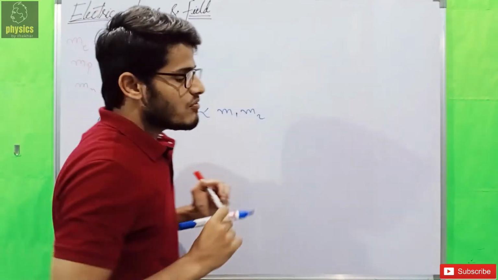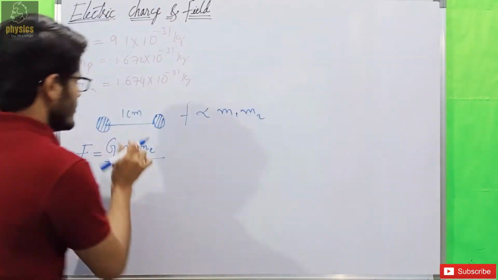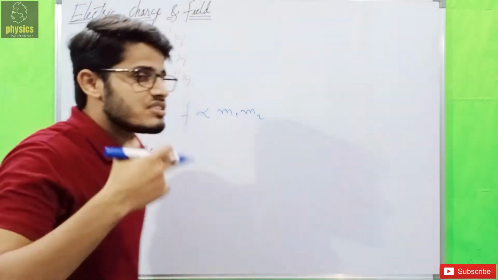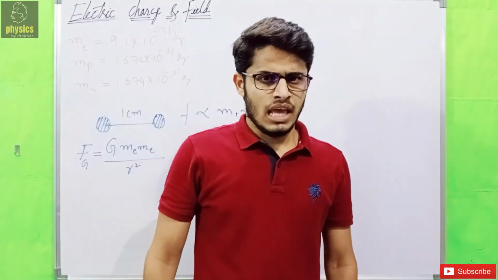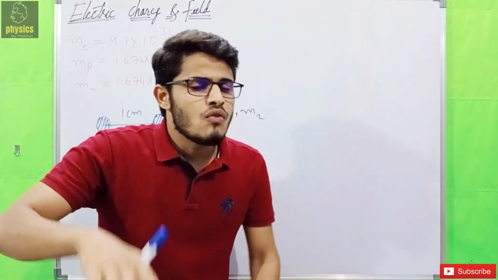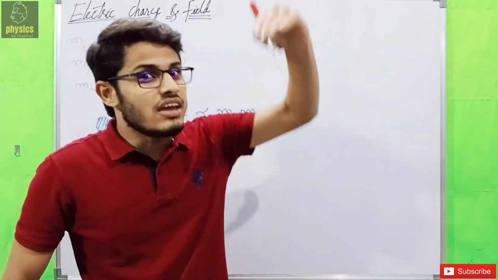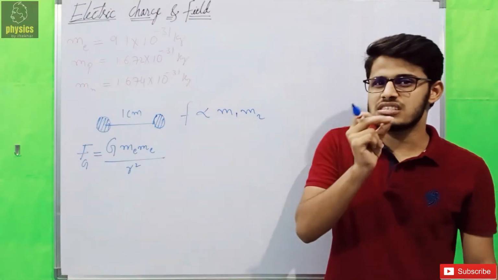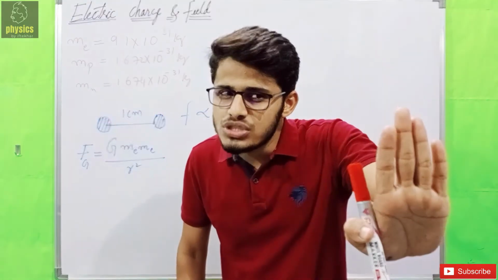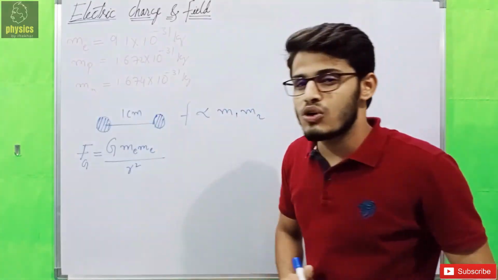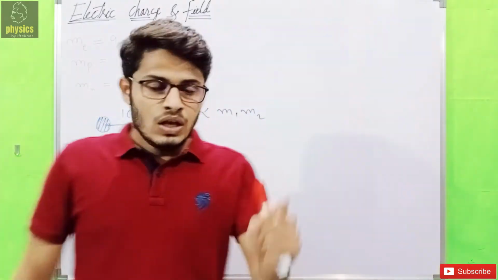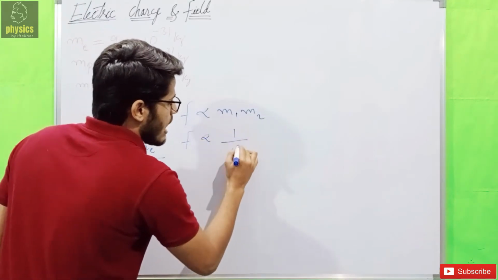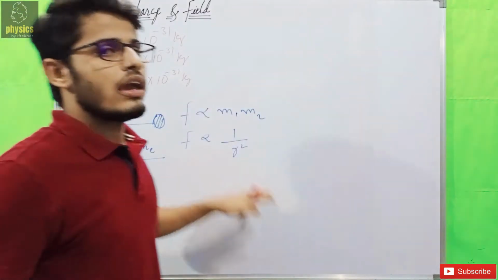What we noticed from the experiment is that if you increase the distance by a factor of 2, the force decreases by a factor of 4. If you decrease the distance by a factor of 4, the force increases by a factor of 16. So there is some kind of relation between the attraction force between these two electrons and the distance between them. It turns out that they follow the inverse square law.